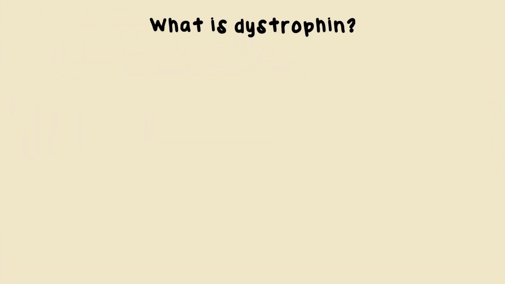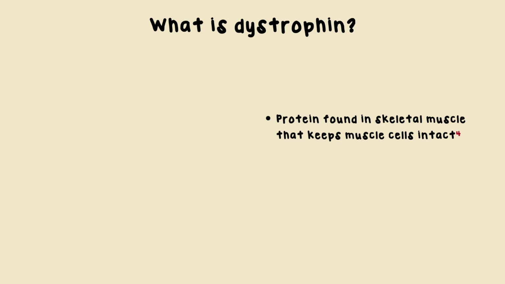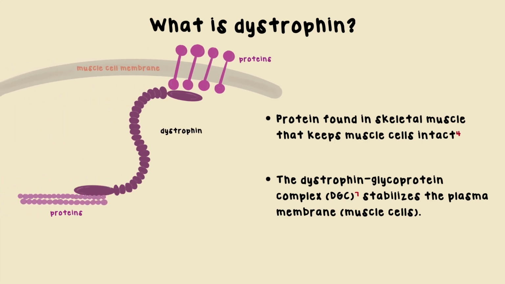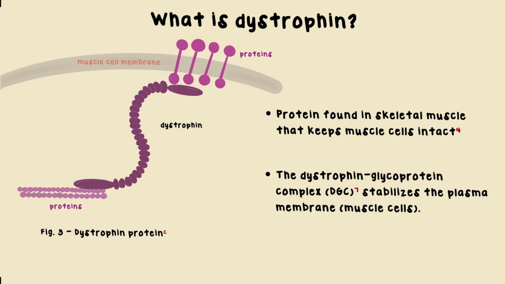So, what exactly is dystrophin? Dystrophin is a protein that is found in muscles that keep the cell intact. It is found in muscles that exhibit lots of movement, like skeletal muscle and cardiac muscle. Figure 3 shows where dystrophin would be found inside of the cell. Dystrophin is a part of the protein complex called the DGC, which is the dystrophin glycoprotein complex, which stabilizes the plasma membrane of muscle cells.